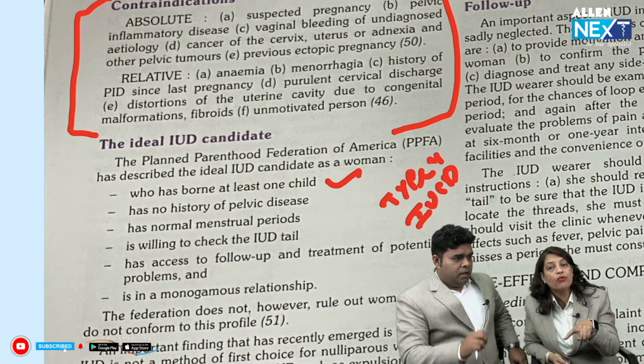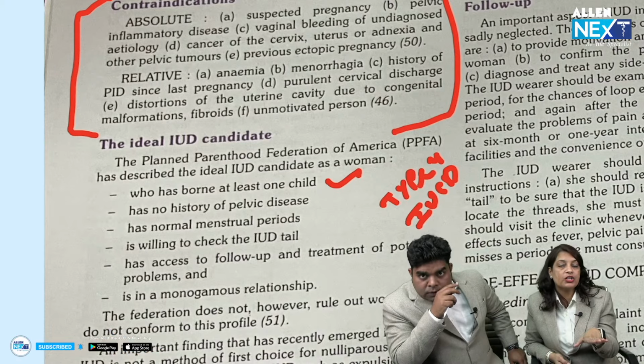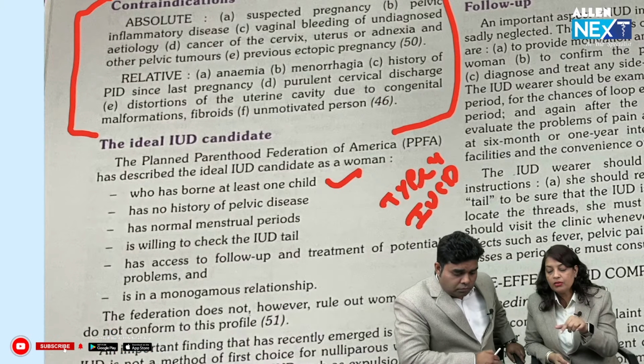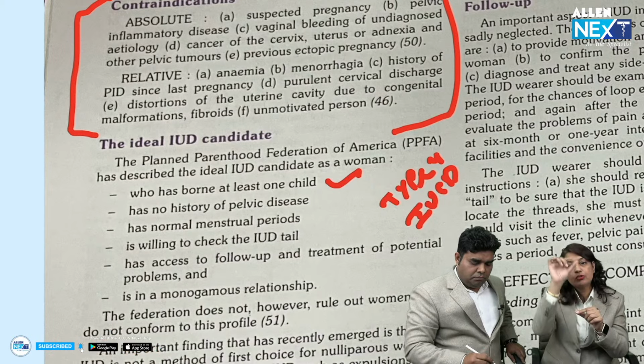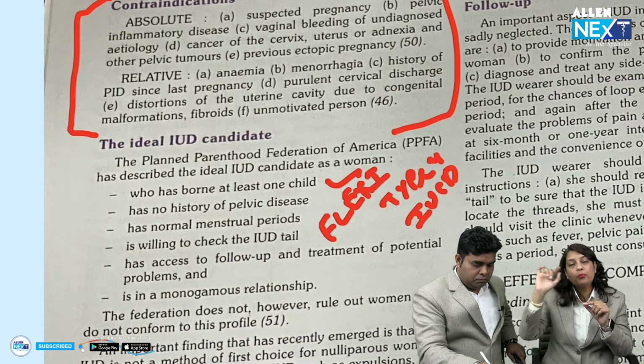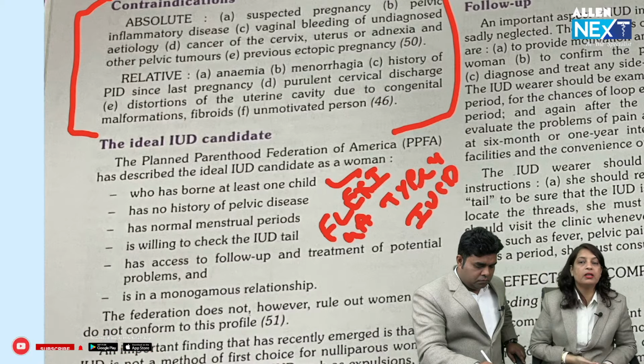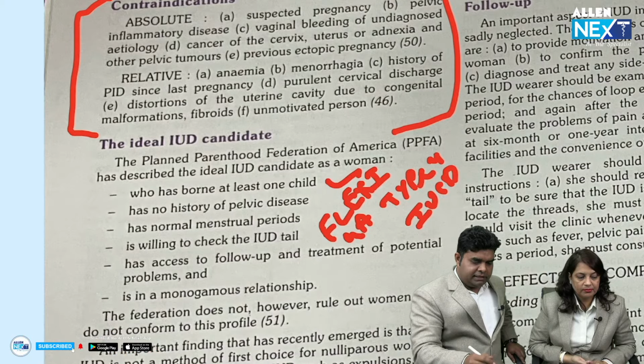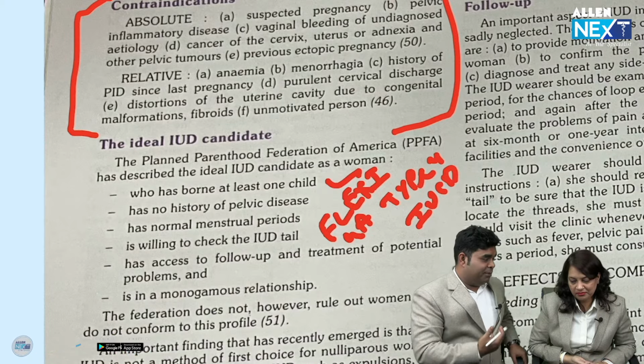Previously, nulliparity was an absolute contraindication. So Flexigard is a frameless IUCD, there is no frame. So it is just 6 beads of copper on a polypropylene thread that can be inserted. Okay, so Flexigard is a 4th generation IUCD. That's new information for me also, ma'am.